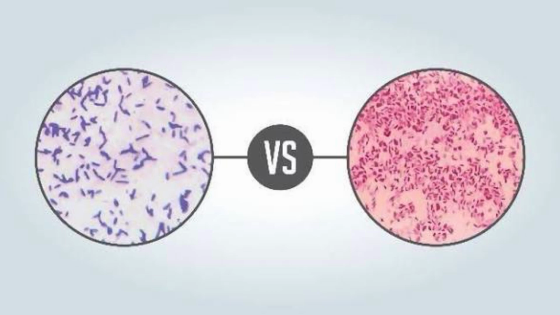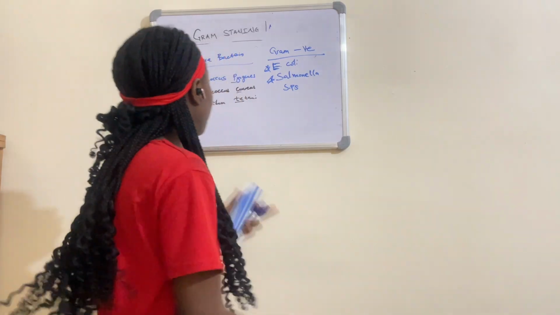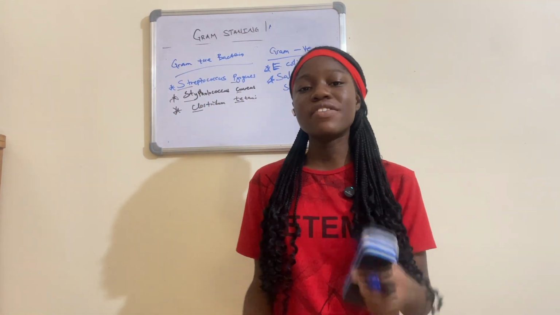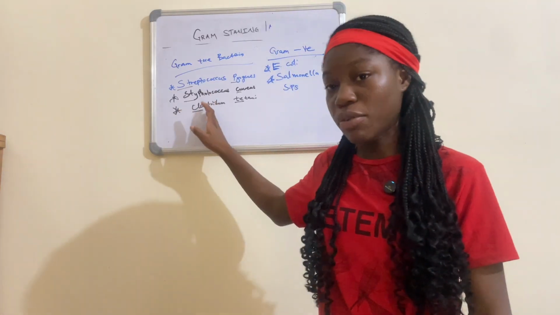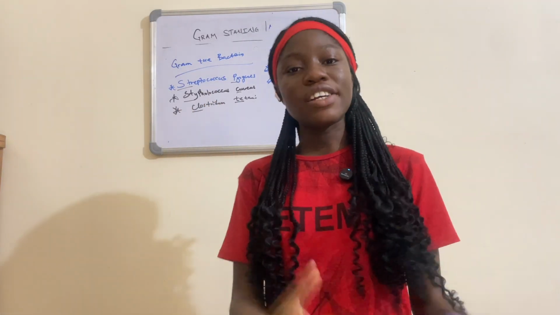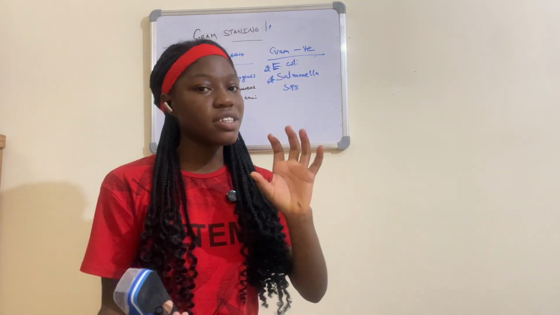I hope you get the concept. So now let's talk about some examples of gram-positive and gram-negative bacteria. For gram-positive bacteria, we have Streptococcus pyogenes, Staphylococcus aureus, and Clostridium tetani. These are all examples of gram-positive bacteria. For gram-negative bacteria, we have Escherichia coli, also known as E. coli, the Salmonella species, and another example could be Neisseria gonorrhoeae. This is very important for your exam because instructors usually ask for examples of gram-positive and gram-negative bacteria.